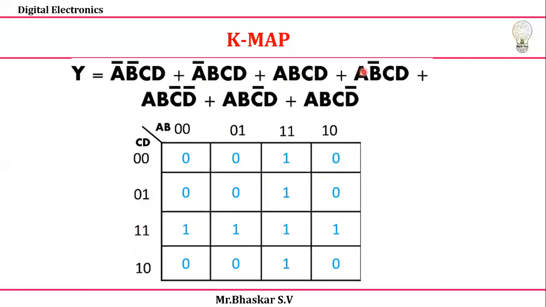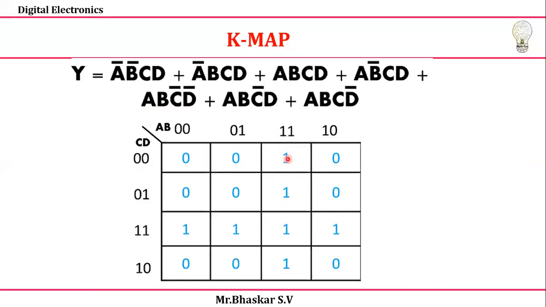Next it is A B bar CD. A B bar is nothing but 1 0, and CD is 1 1. So looking for AB first, 1 0, and it is 1 1. So this cell it is 1. Next it is AB C bar D bar, 1 1 0 0. In the 1 1 row, looking for 0 0, this cell we need to make it equal to 1.